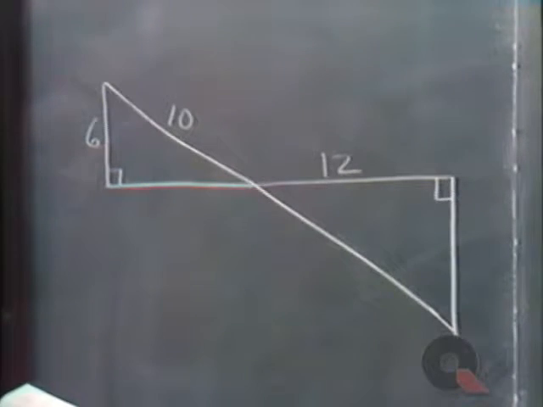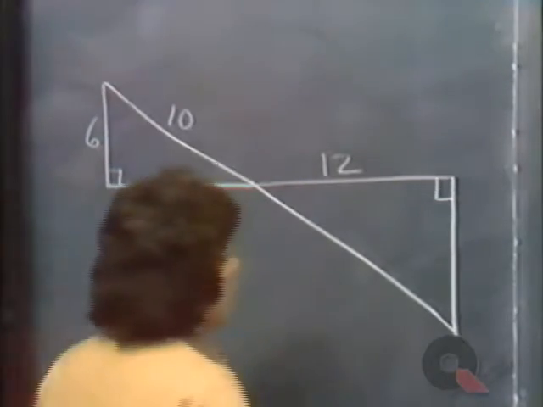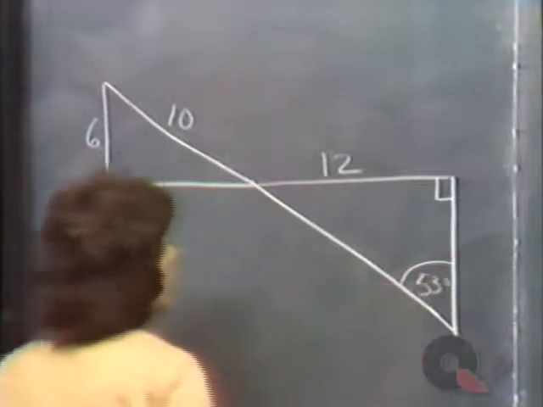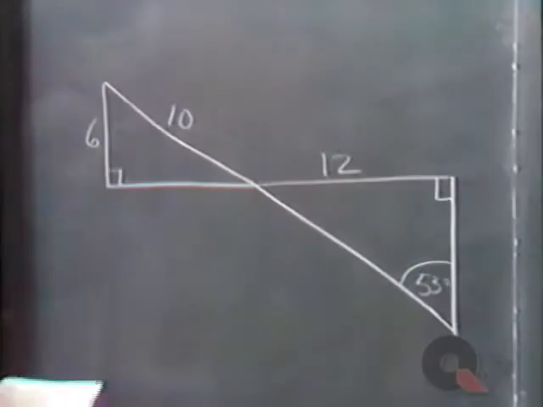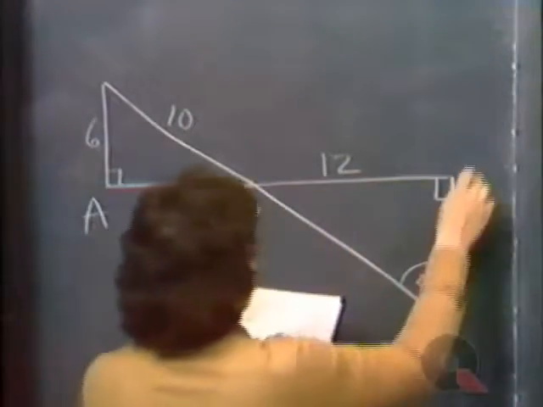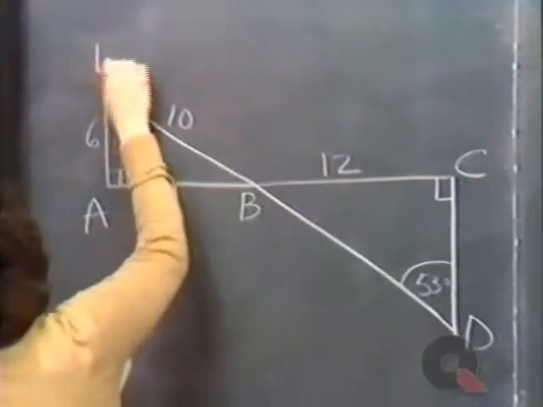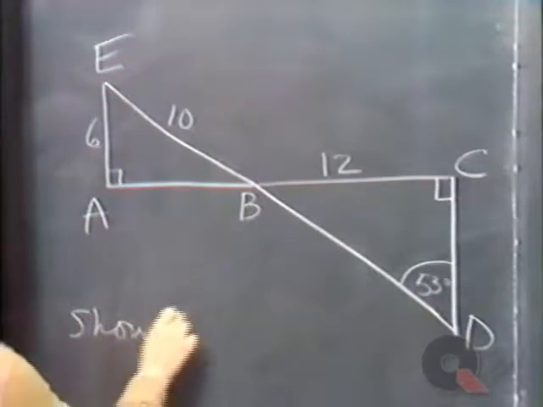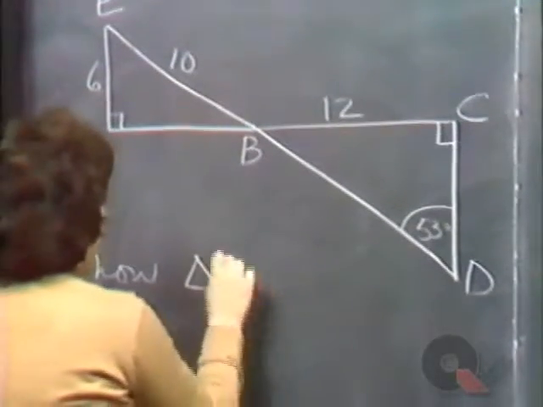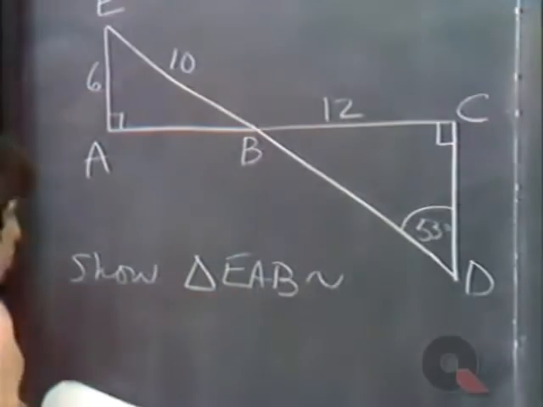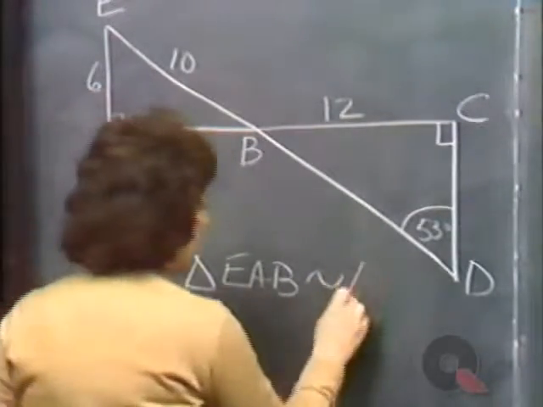Also I'm going to give you one angle in the triangle. In all of these, this angle is 53 degrees. And let me label these A, B, C, D, and E. Here's what I want you to do. I want you to show triangle EAB is similar to triangle BCD.